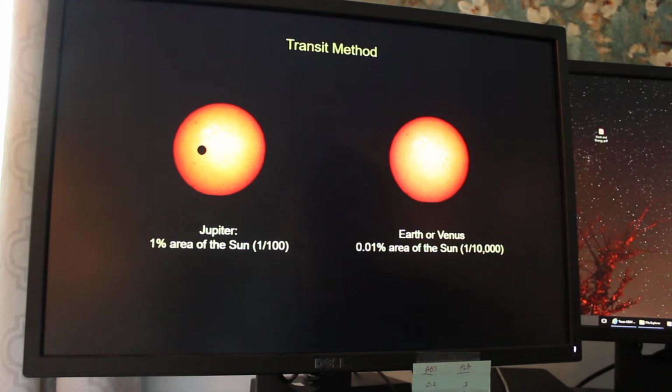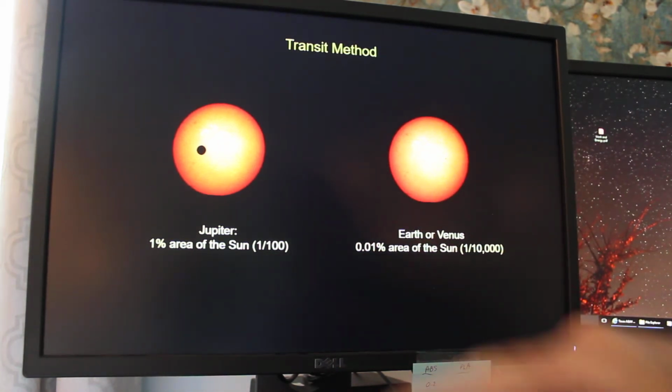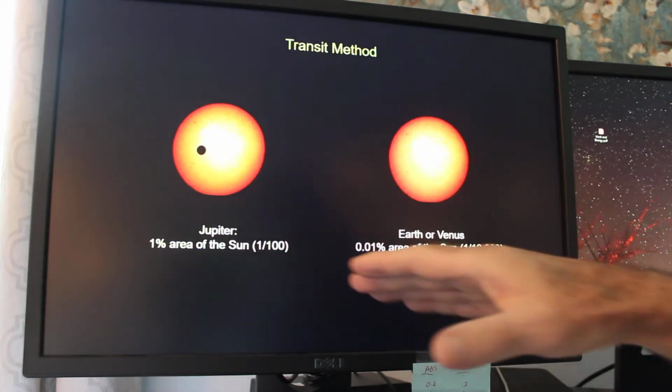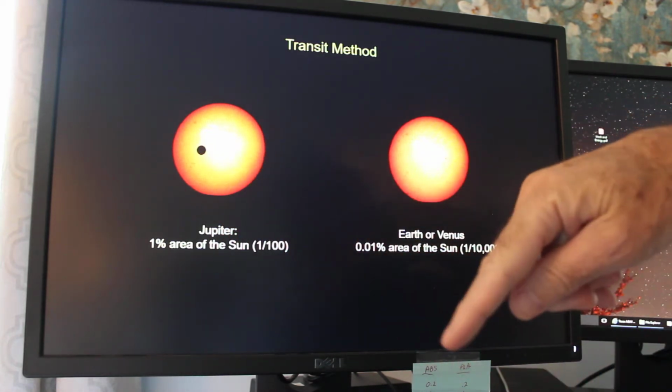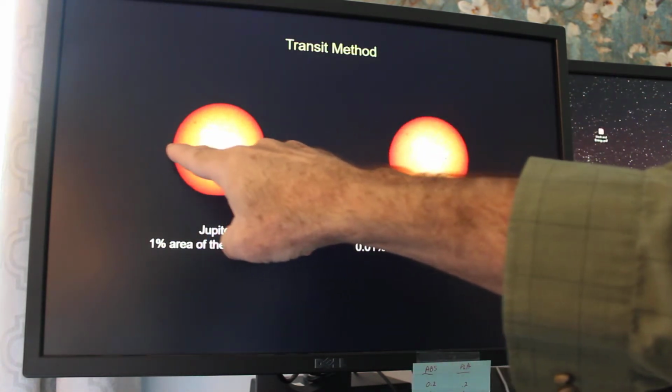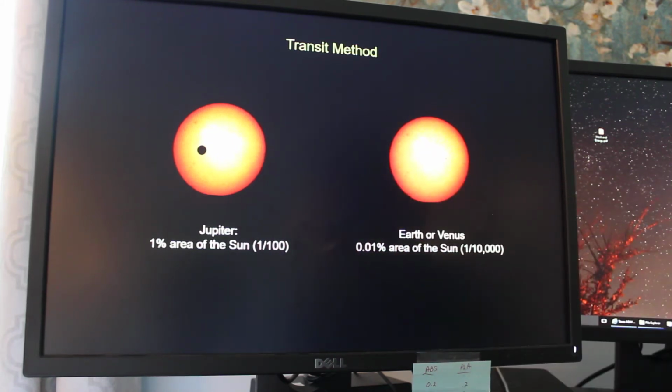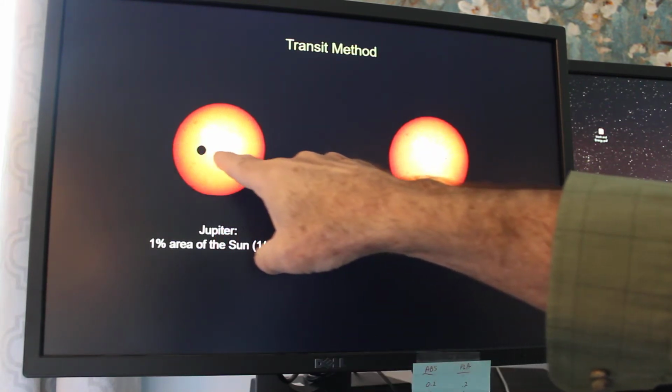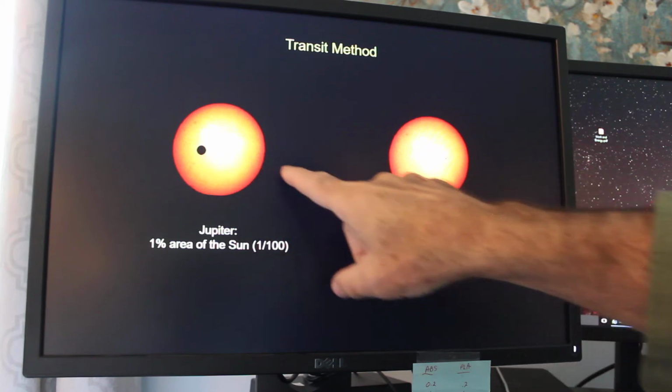The transit method is the method that's most used to detect these planets. And what you see is what happens if it lines up. So it's a planet orbiting the star. If it lines up just right so the planet actually passes in front of the star, then while it's passing in front of the star, it's blocking out some of the light.